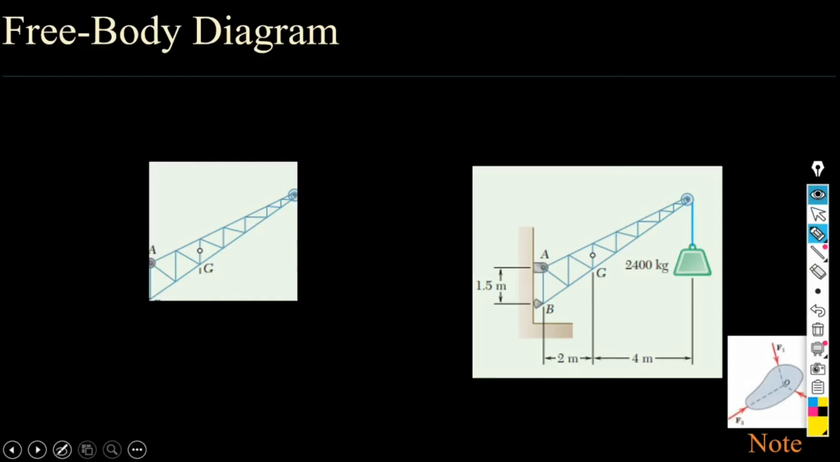Now you can draw the free body diagram for the crane. Instead of the hinge, we can have 2 forces, one horizontal and one vertical force here. Instead of the roller, we have one horizontal force. For the cable, we have one tension force like this. And the complete weight, you can lump at the center of gravity like this. This is the free body diagram for the crane structure.